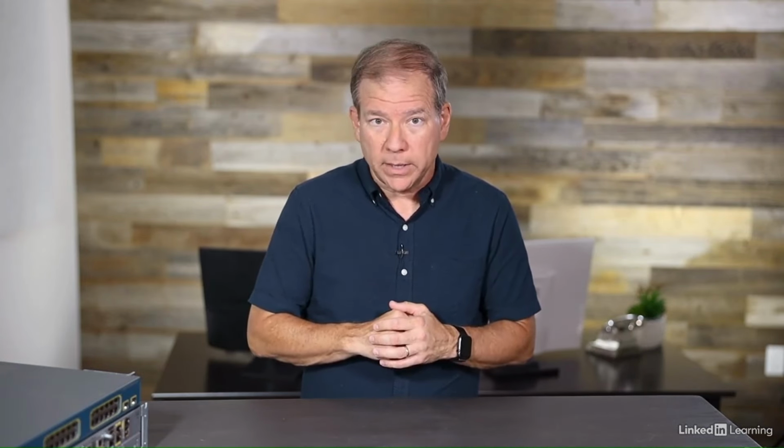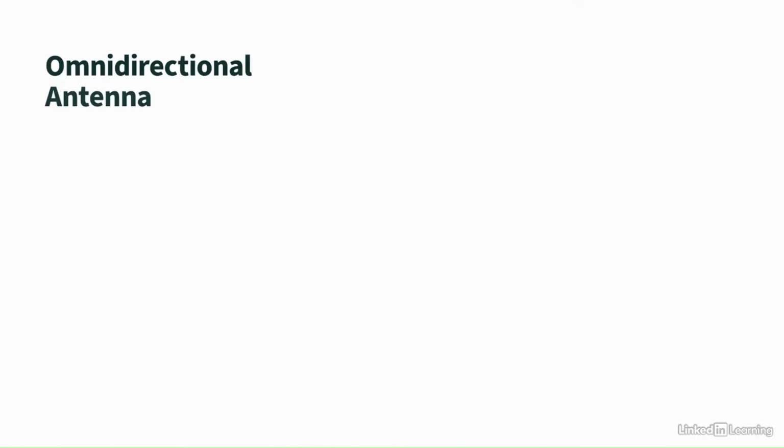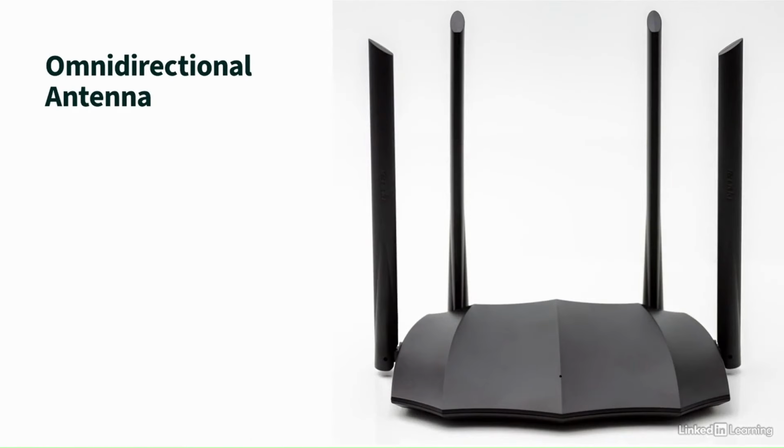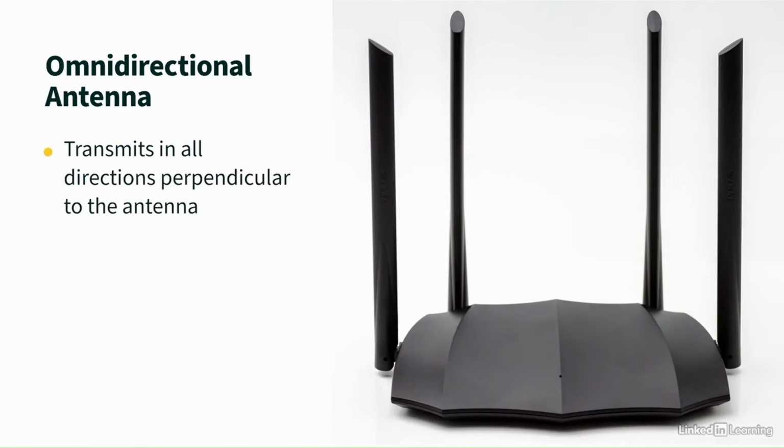First, let's consider an omnidirectional antenna. Most wireless access points in our homes and business environments are omnidirectional antennas. That means they transmit radio waves in all directions perpendicular to the antenna. Consider the access point on screen. It has 4 omnidirectional antennas. Specifically, these are called dipole antennas.